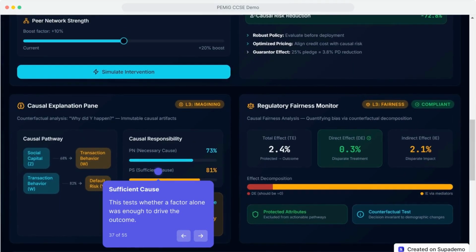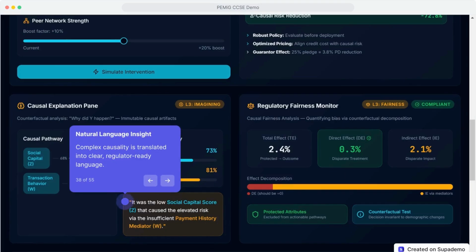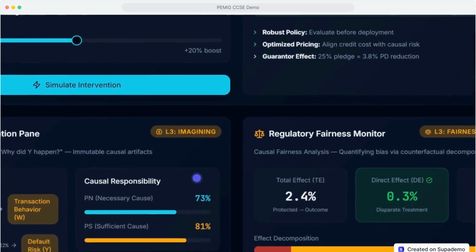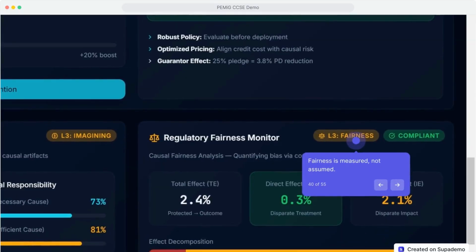Now, let's talk about real-world application. Once you've analyzed and acted on risk, PEMiG seamlessly integrates into your existing lending platform, whether it's loan origination, portfolio management, or regulatory reporting. This makes it easy for lenders to scale and grow responsibly.